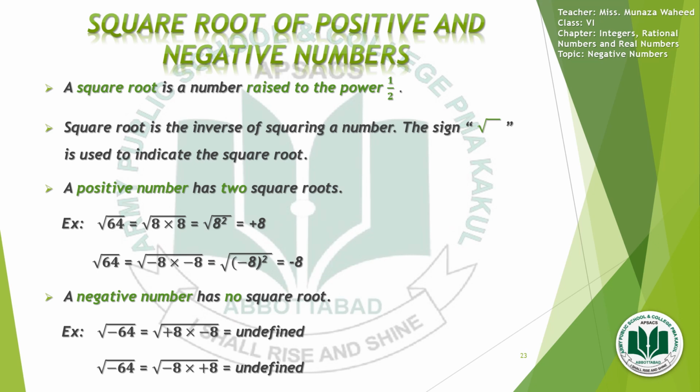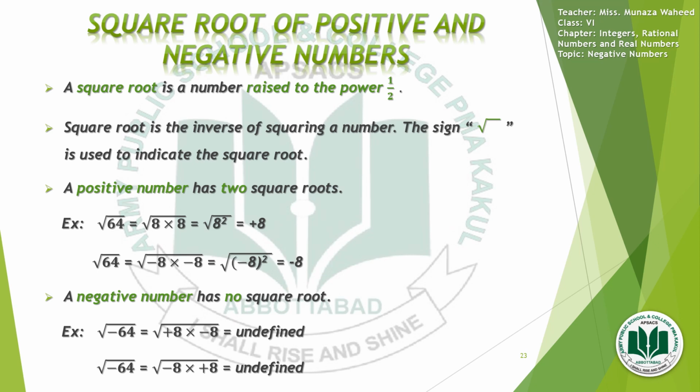As you can see in the example, if we find the square root of 64, then there are two possibilities. 64 can be written as 8 multiplied by 8 or minus 8 multiplied by minus 8. So 64 has two square roots. One is positive and the other one is negative.